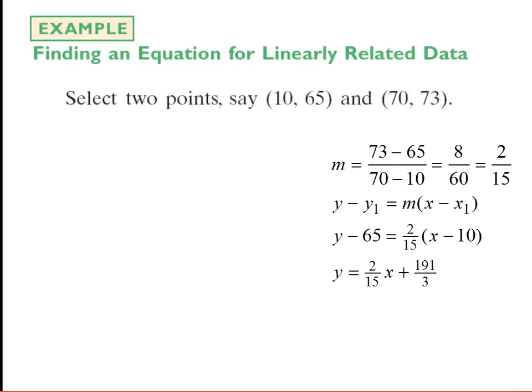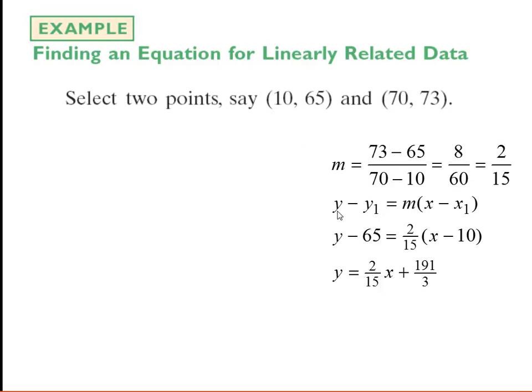So again, remember the first thing we always have to do is find the slope. So I'm going to do change in y, 73 minus 65 in the numerator, divide by change in x, 70 minus 10 in the denominator. And that's going to give me 2/15 as my slope when I simplify that.